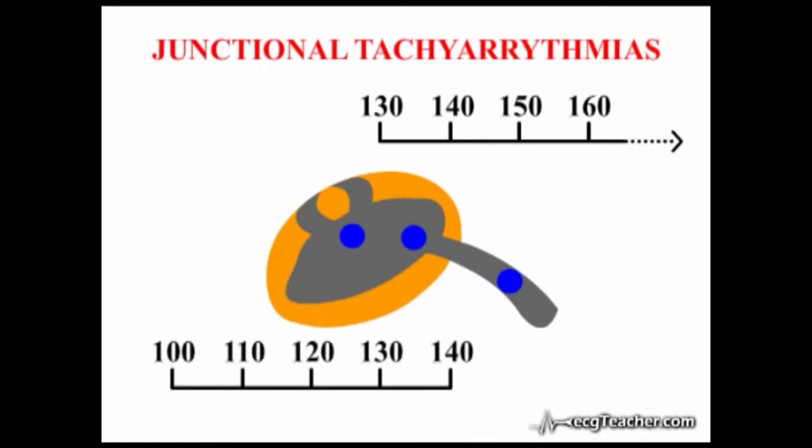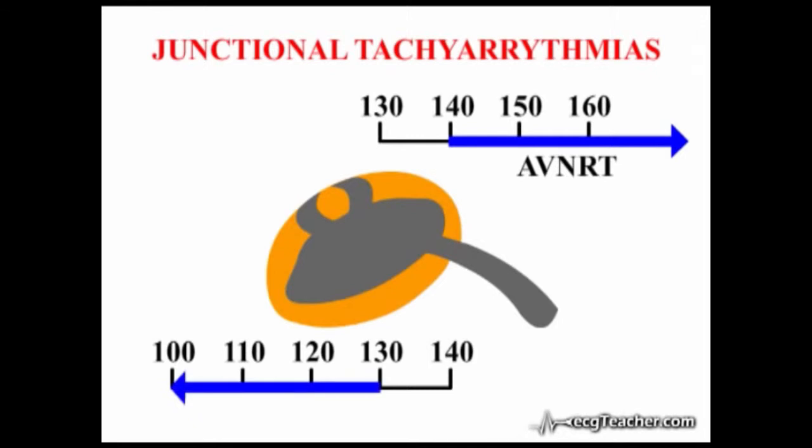Note therefore that with tachyarrhythmias arising in the junctional region, the heart rate allows us to make an assumption about the mechanism generating the arrhythmia. A tachycardia originating in the junctional region with a rate greater than 140 beats per minute is certainly AV nodal reentrant tachycardia, while if the rate is less than 130 beats per minute, the tachyarrhythmia is labelled junctional.